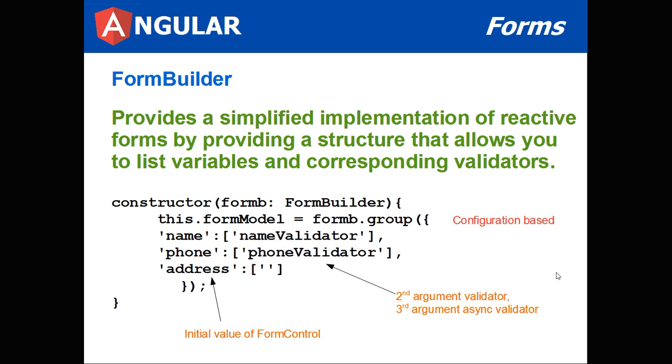Form Builder. Form Builder provides a simplified implementation of reactive forms by providing a structure that allows you to list variables and corresponding validators. So in my app component, in my constructor, I could use a form builder, get the group of that form builder, define it to be my form model, and I could group attributes of the form group and corresponding validators.